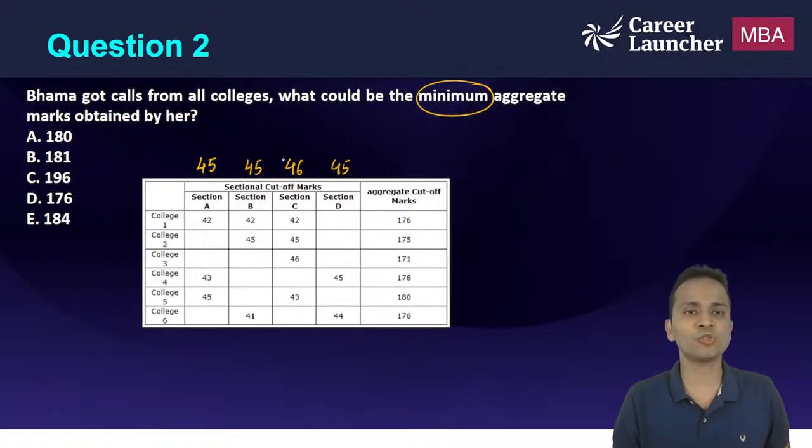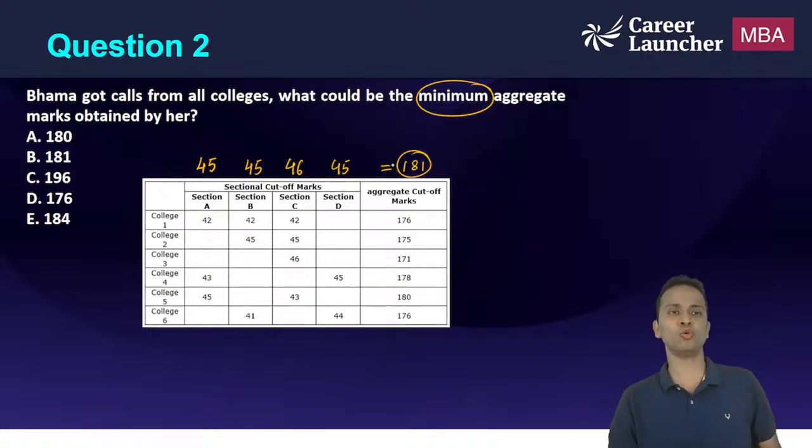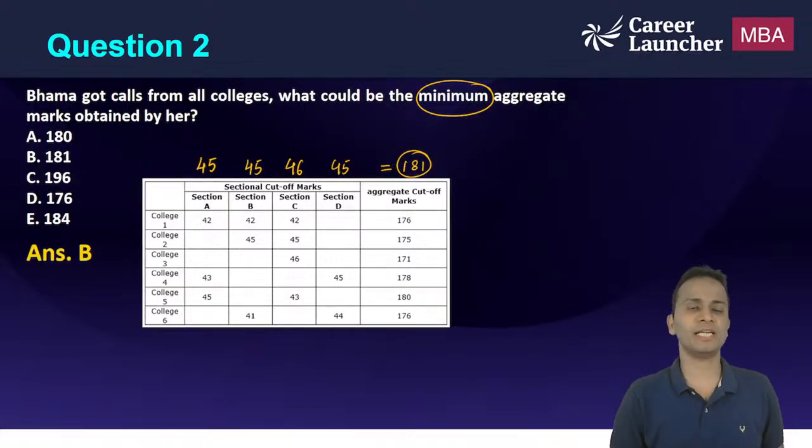Now let's add these scores. So 90, 170, 180, 181. So 181 is the total score, and that should be the correct answer of this question. All right, okay, so that was question number 2.